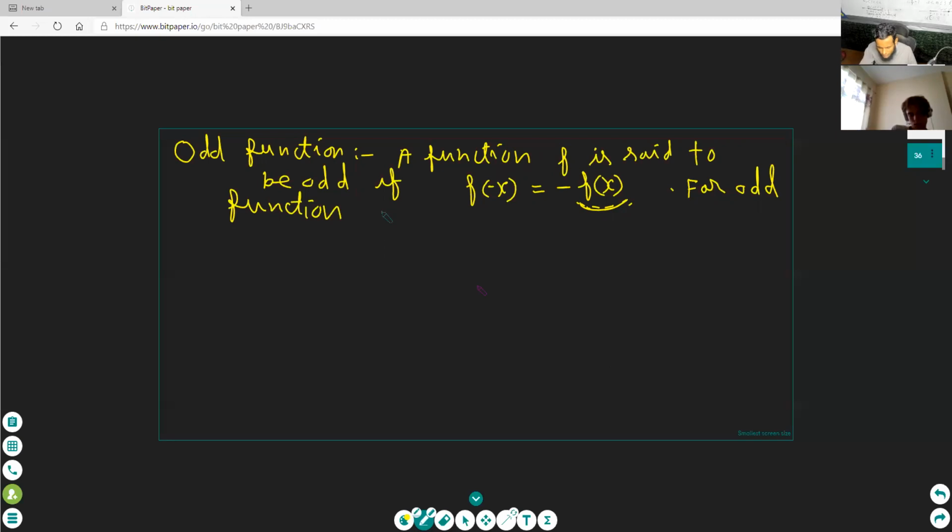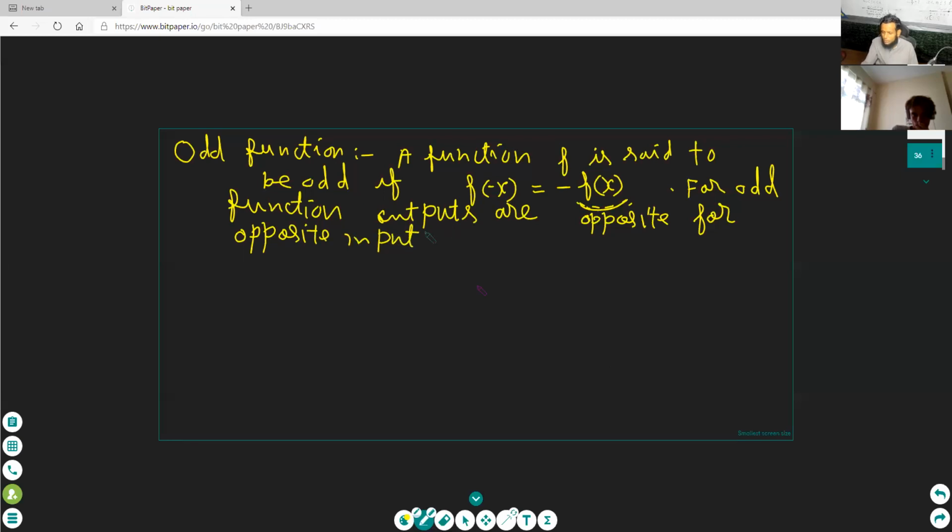For odd functions, outputs are opposite for opposite inputs. For a positive input there will be one answer, and for the same input but negative, we get the negative answer.